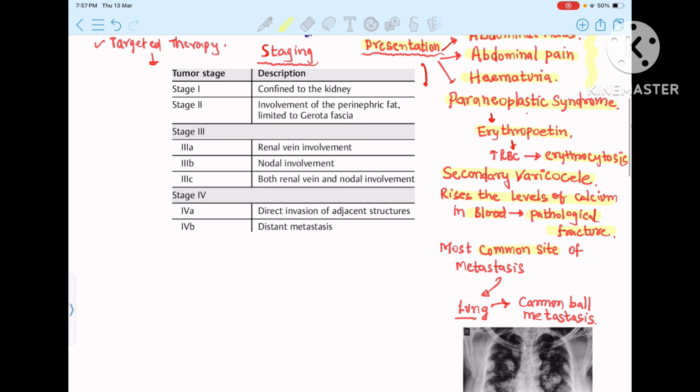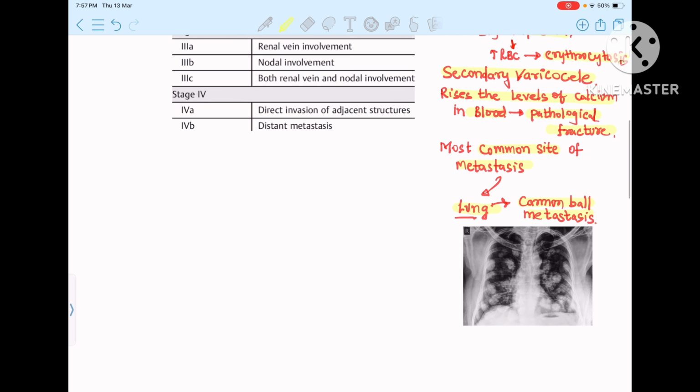And the most common site of metastasis of renal cell carcinoma is the lung, where it shows cannonball metastasis. On X-ray, the cannonball metastasis looks like this.